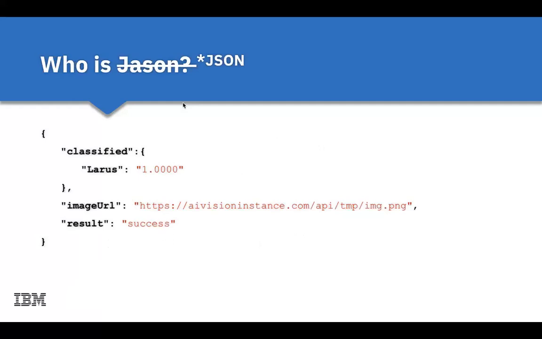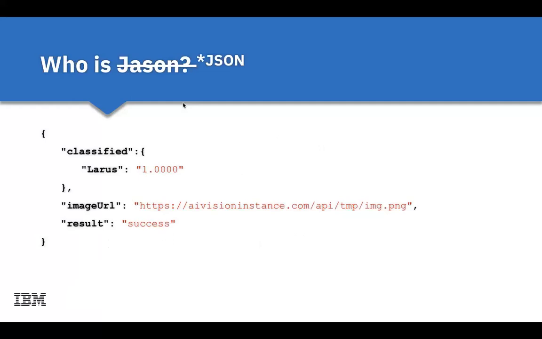So AI Vision also uses JSON. The XHR response we get back from the server is JSON. So this is an example of a response we get back. We've sent it a photo of a bird. In this case, it's a gull. So we sent it a photo of a gull, and we've got this response back. So in here, we can see we've got a classification.